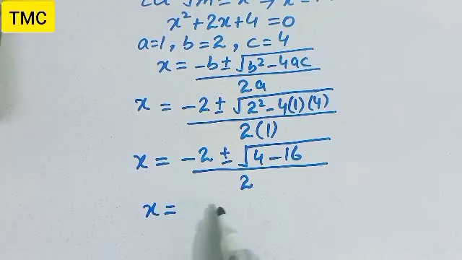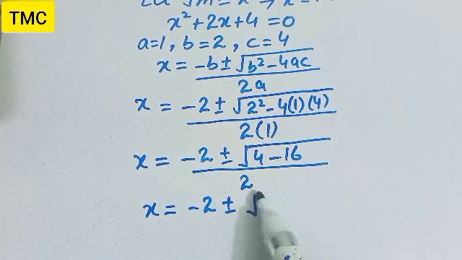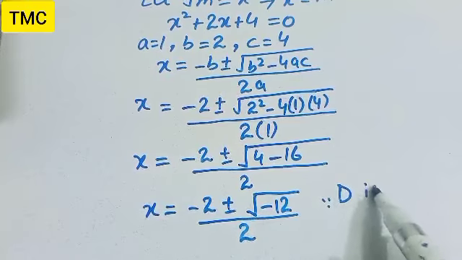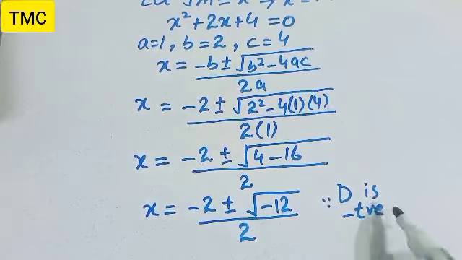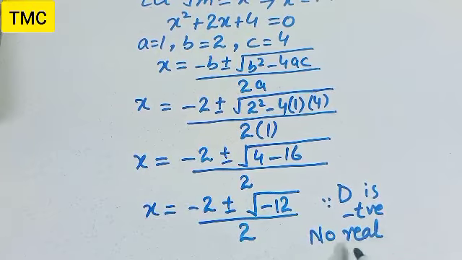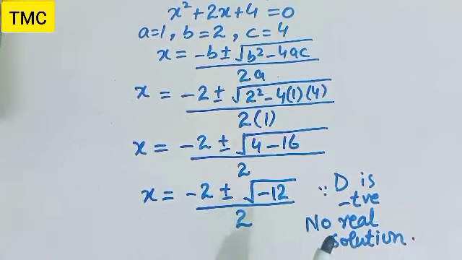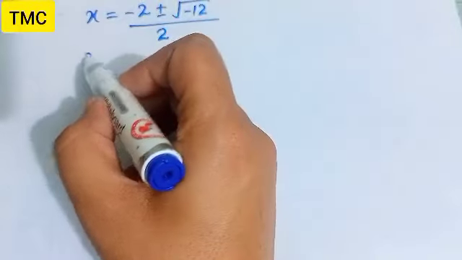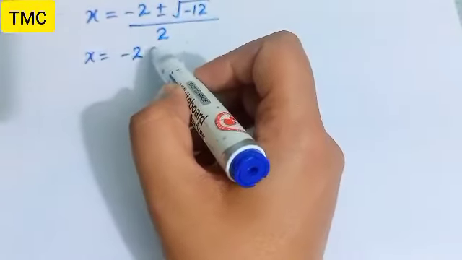x equals negative 2 plus minus square root of 4 minus 16, which becomes negative 12, by 2. Here we have a negative sign in the square root, so the discriminant is negative. So there is no real solution for the values of x. So we will find its complex solution, that is imaginary. Square root of negative will be written as iota. So we can write x equals -2 plus minus.